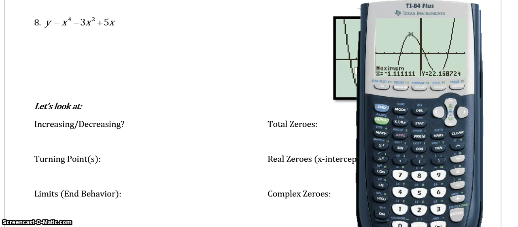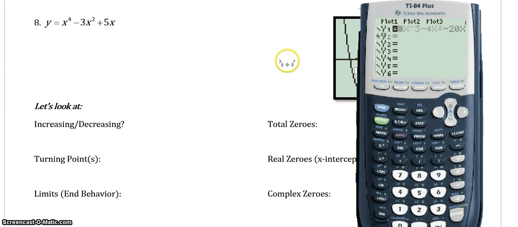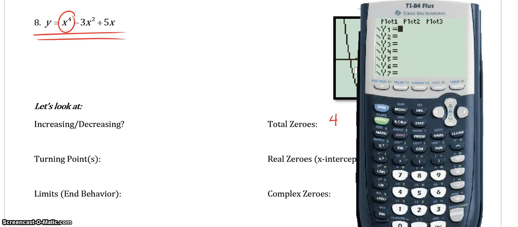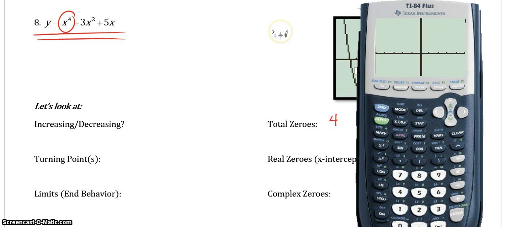All right, let's get out our calculator. Let's clear out our y equals, and let's put this last one in. Let's actually take some guesses here about what's going on. It looks like I'm going to have a total of 4 zeros. All right, let's graph this. So I get x to the 4th minus 3x squared plus 5. Go ahead, hit graph. I'm going to still be on that window from the last problem. Seems like it works okay.